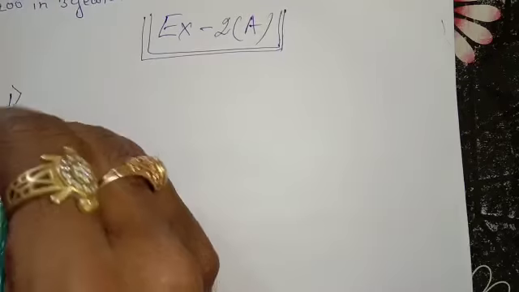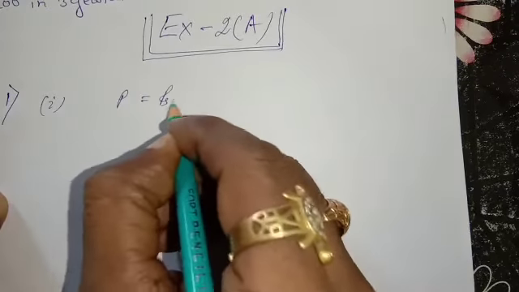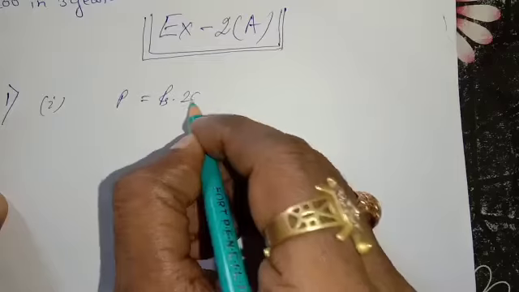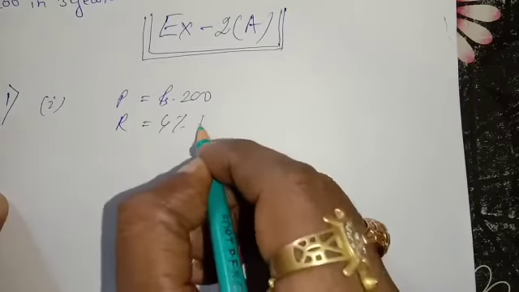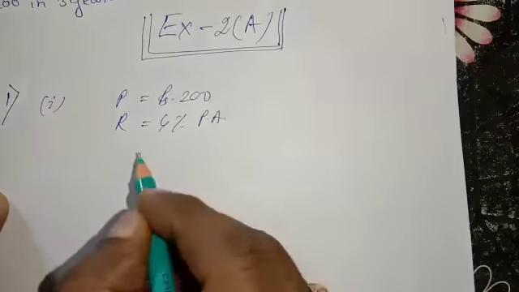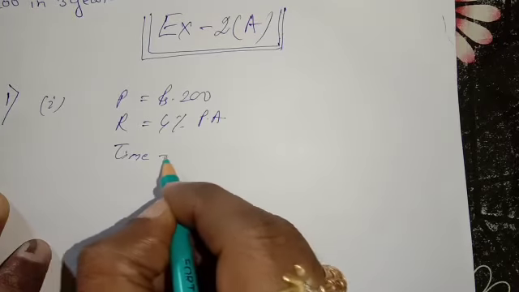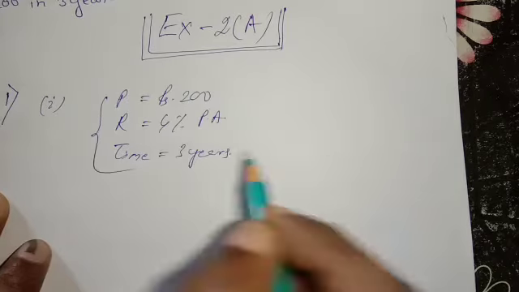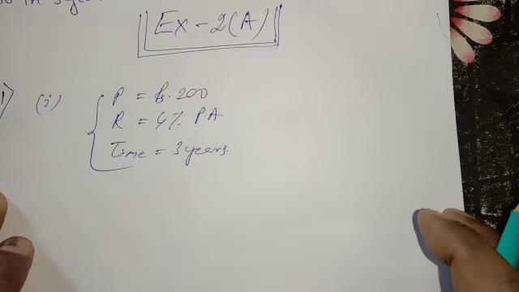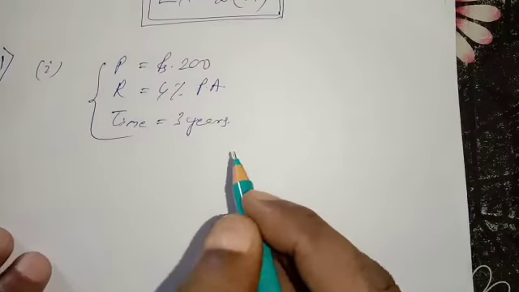Question number 1, first part. Principal given, rupees 200. Rate given, 4% per annum. And time given, 3 years. You can do it using the formula method or you can apply the step by step method.